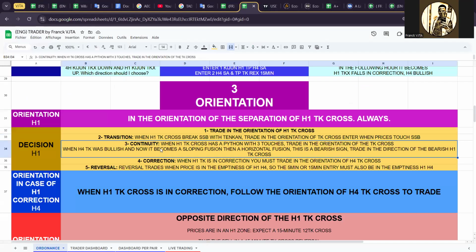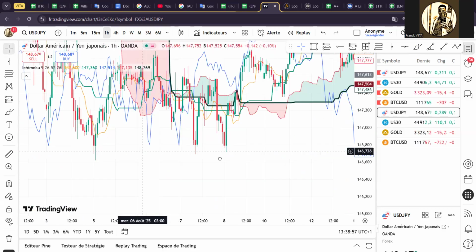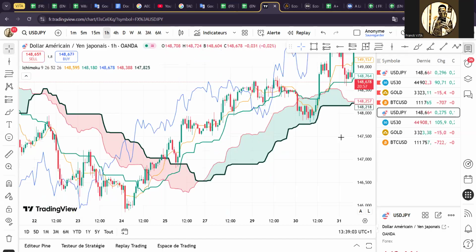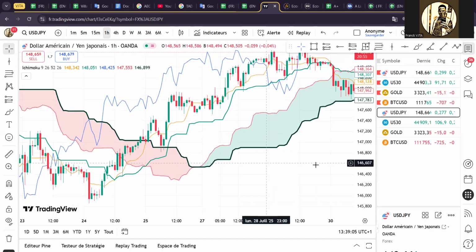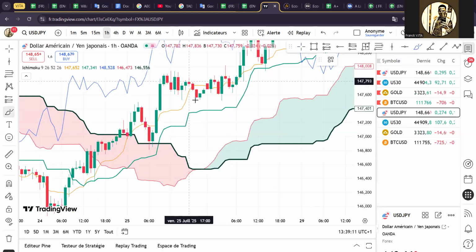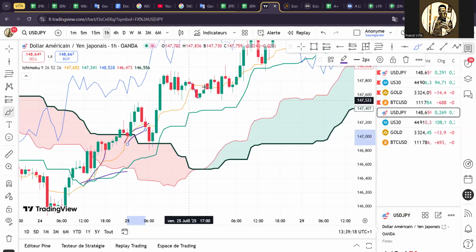Now for continuity, when the H1 TK cross has a python and with 3 touches, trade in the orientation of the TK cross in H1. Let me show you this example. It's a very tricky example. You see this one? When the candles arrive at this point, you already have a TK cross to the upside, right? You have passed the transition at this point, okay? But now you will start seeing candles inside Tenkan.